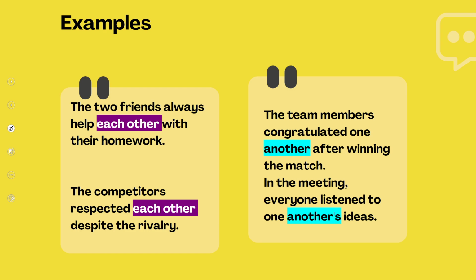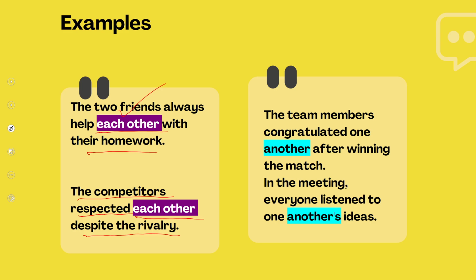The two friends always help each other with their homework. They're helping each other, showing a mutual action and having a relationship because of this. Then we will be using the reciprocal pronoun. The competitors respected each other despite the rivalry.